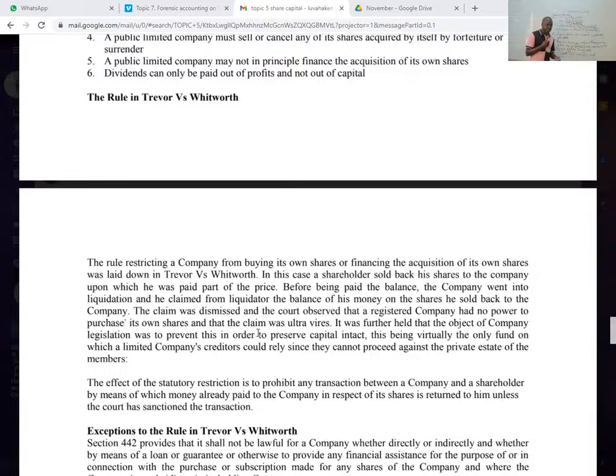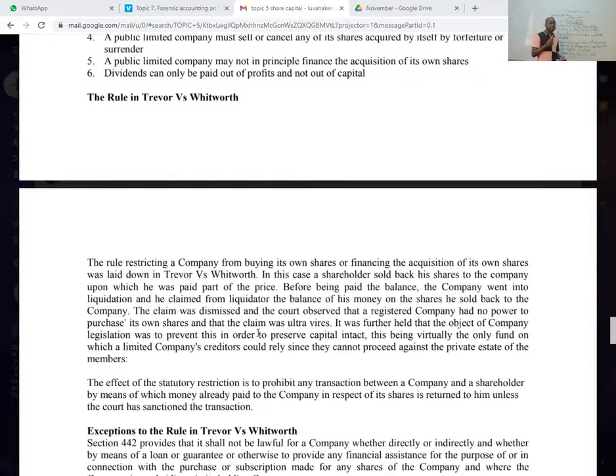In this case, just listen very carefully. A shareholder sold back his shares to the company, upon which he was paid part of the price. Before being paid the balance, the company went into liquidation. He claimed from the liquidator the balance of his money on the shares he sold back to the company. You can see what actually happened, that this particular shareholder sold back the shares to the company and they were partly paid. So kuna deni alikuwa bado anadai hiyo kampuni.